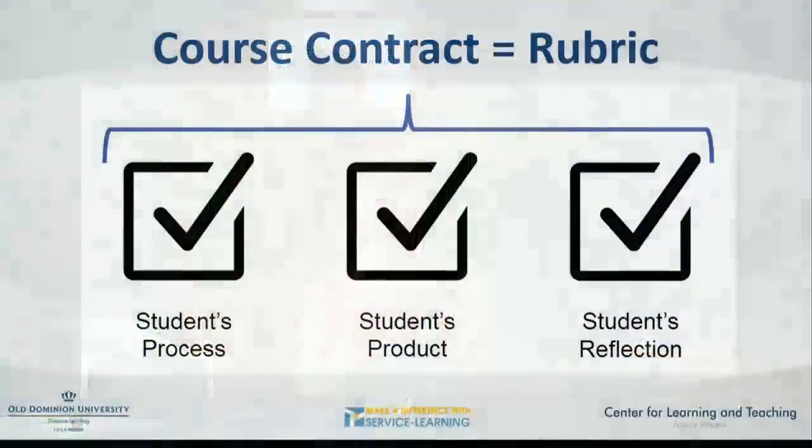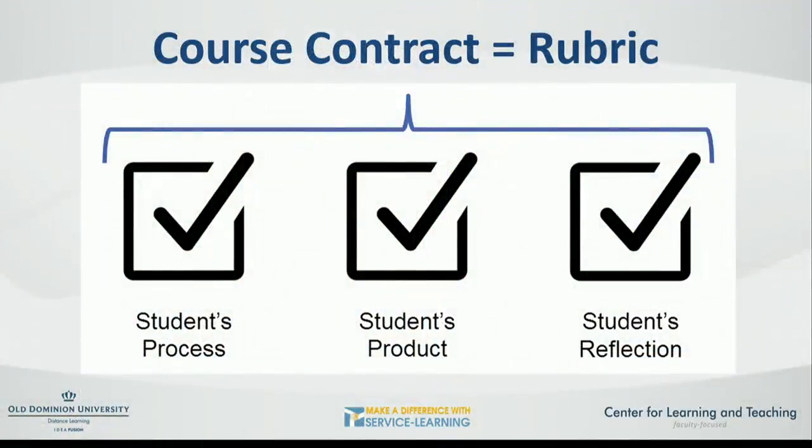And so when we look at this here, we've got our course contract equals the rubric, and then examples of how students are demonstrating that they're meeting those objectives could be through the student's process, the student's product, what they're developing, and the students' reflection. So right away, you could have three different forms of assessment going towards your service learning activity that you could link up to your course objectives.